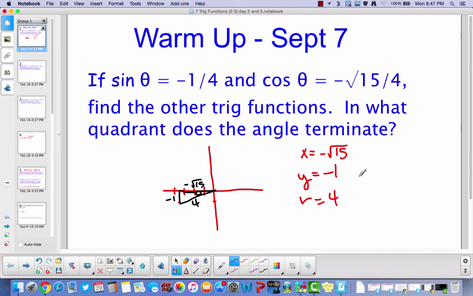Well, we've got sine and cosine. Tangent of theta, remember, is y over x, so it's negative 1 over the square root of 15. Cotangent is the reciprocal of tangent. It should be negative 1 over the negative square root of 15, which will make that a positive. Should tangent be positive in the third quadrant? Yes. So we have 1 over the square root of 15. If we rationalize that, we end up with the square root of 15 over 15.